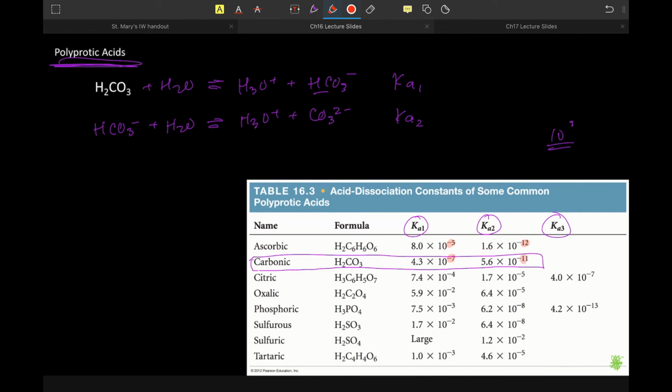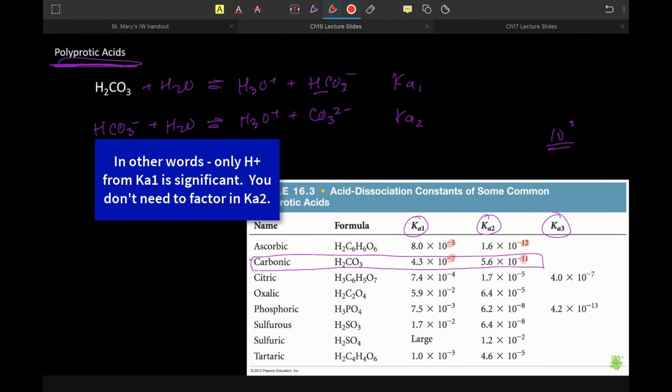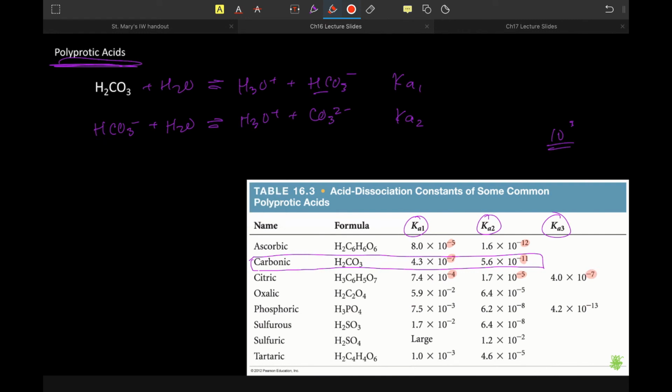You don't have to worry about the subsequent Kas when you're doing it, right? Whereas for something like citric acid, it gets to be problematic because none of them are 10 to the third from each other, right? Which means that the math gets more complicated than you are ever going to be asked to do. Yes, does that make sense? Right. Okay. Thank you for listening to this last section on weak acids.